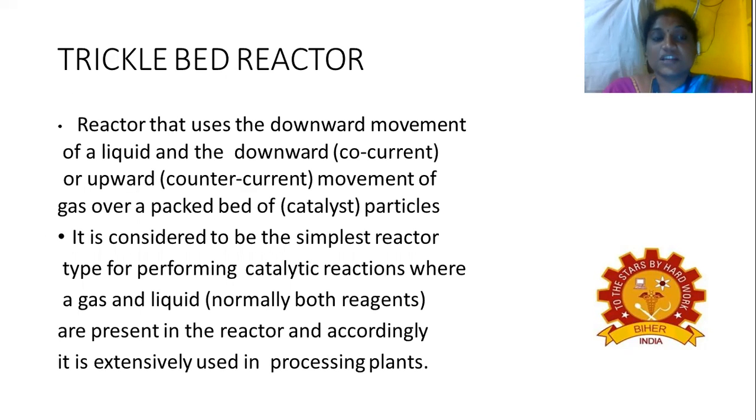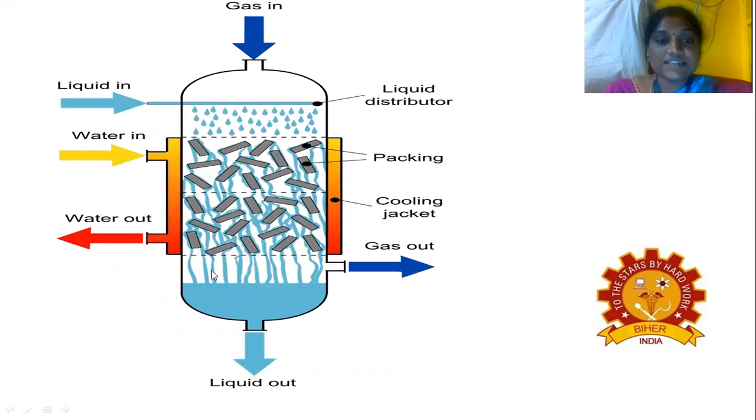Trickle bed reactor. Here the reactor uses the downward movement of a liquid and the downward co-current or upward counter-current movement of gas over a packed bed of catalyst particles. It is considered to be the simplest reactor type for performing catalytic reactions where a gas and liquid, normally both reagents, are present in the reactor, and accordingly it is extensively used in processing plants. So this is the trickle bed reactor.